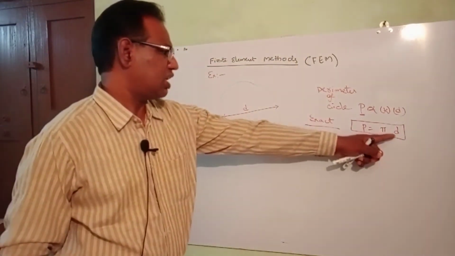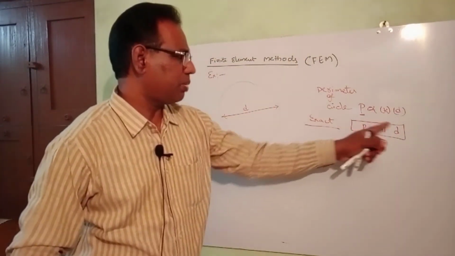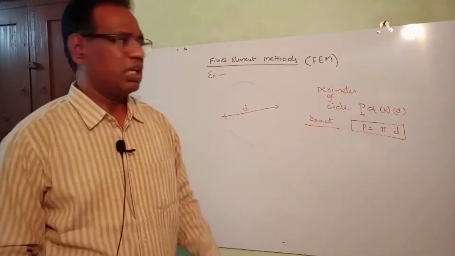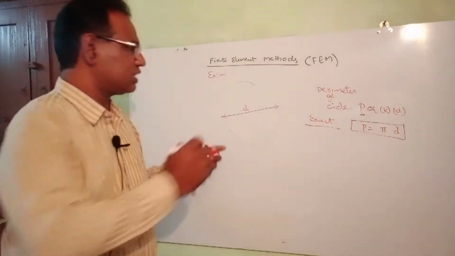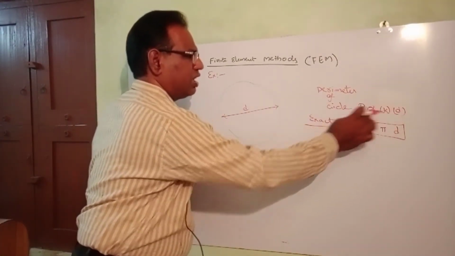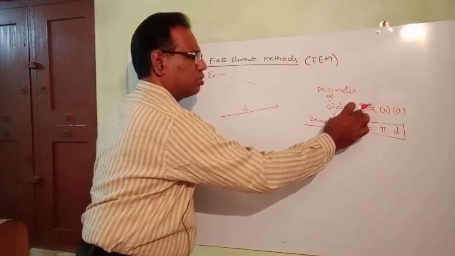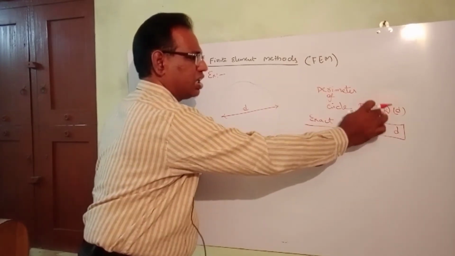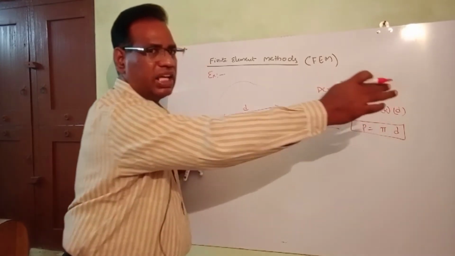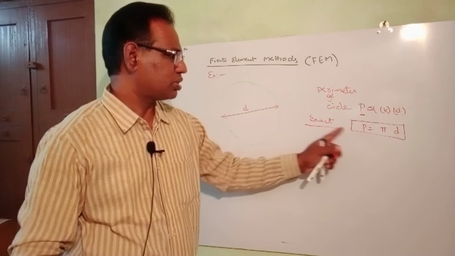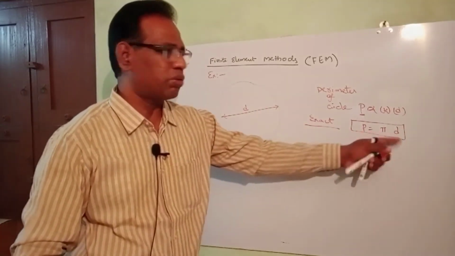Suppose that d is known, we can predict the perimeter of the circle as pi times d. Pi is a constant. By experimentation, if you measure the perimeter of the circle and equate it to the diameter d, for any diameter, the ratio you get is k, which is 22/7.